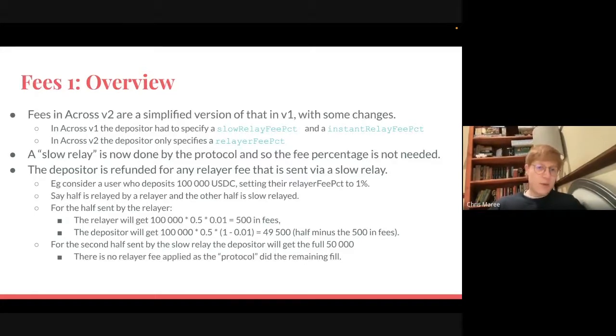So if we have a simple example, you want to send 100,000 USDC, you set your relayer fee percent to 1%, half of it is relayed by a relayer, the other half is slow relayed. In this scenario, half of it times 0.01, or 1%, is $500 in fees. So the depositor will immediately get 49,500, right? Half the money minus the 500 in fees. And then when the slow relay bundle is actually executed, they'll get the second half of the money and they'll be refunded for the slow relay component of that. So they'll get the full 50,000. Cool. So that's relayer fee percents.